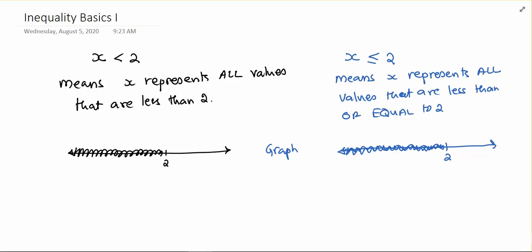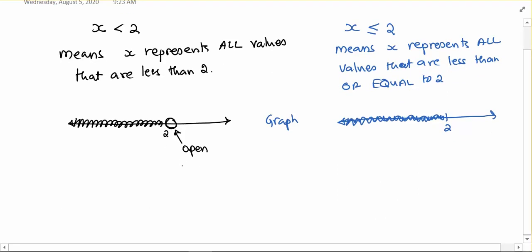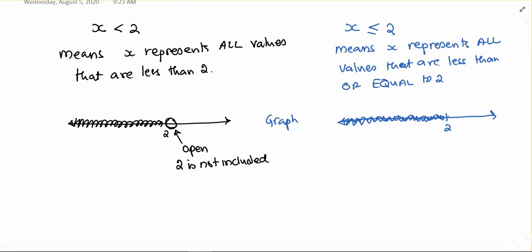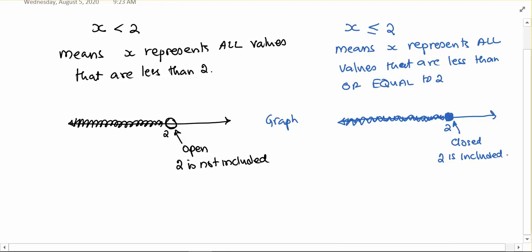And it's very easy. If you represent 2 with an open circle, open, then that means 2 is not included. On the other hand, if you put a closed circle right there, shaded in completely, closed, then that means 2 is included. So now this is the proper graphs for each of those pictures. Let's take a look at another one.